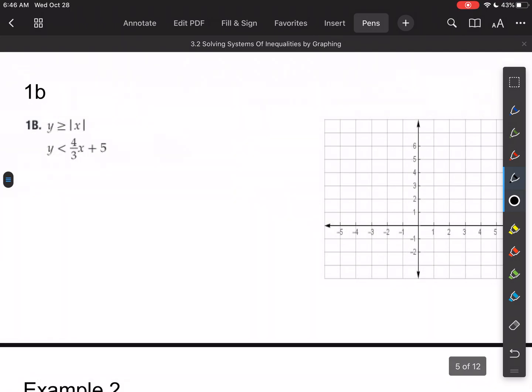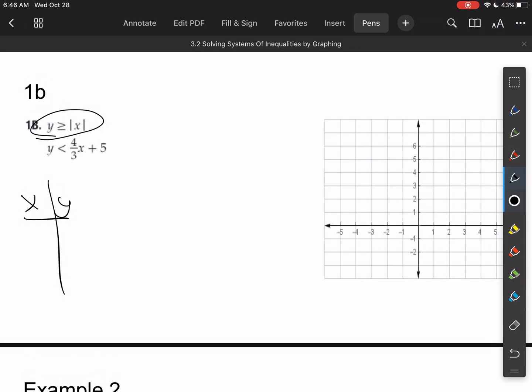For 1b, notice now we have an absolute value. Here's where I'm going to teach you another way to graph, even though you don't need it for this one, that's okay. To graph this first one, you can always make an XY table to graph. So for this, I'm going to do that.